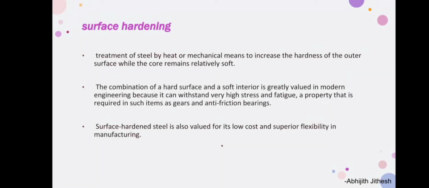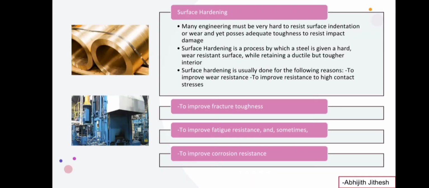Surface hardening. Heat or mechanical treatment of steel to improve the hardness of the outside surface while leaving the core relatively soft. The combination of a hard exterior and a soft interior is highly prized in modern engineering because it can endure extremely high stress and fatigue, which is important in gears and anti-friction bearings. Surface hardened steel is highly prized for its low cost and manufacturing flexibility.